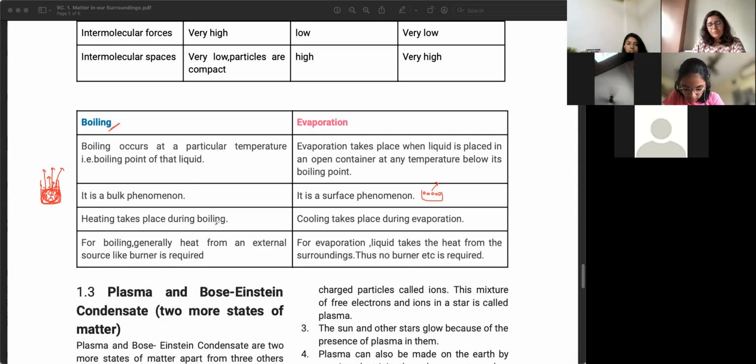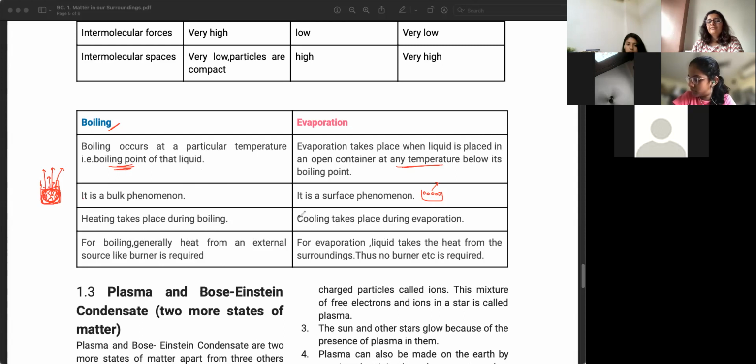Heating takes place during boiling because you need to raise it to that boiling point, otherwise it won't boil. And for boiling, generally heat from an external source like a burner is required. So boiling ke liye, you need to especially put it on a fire. Evaporation, koi heat nahi chahiye. Like that's why it takes place at any temperature.